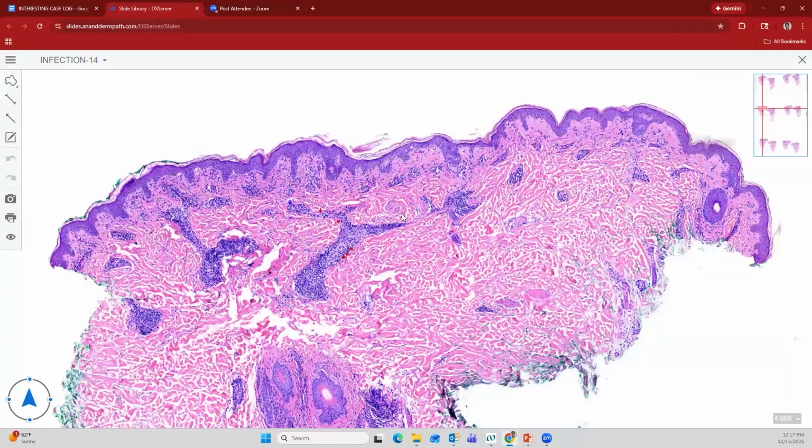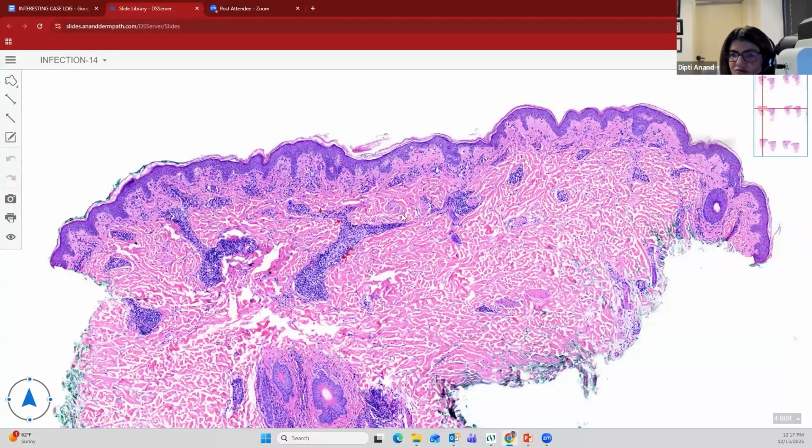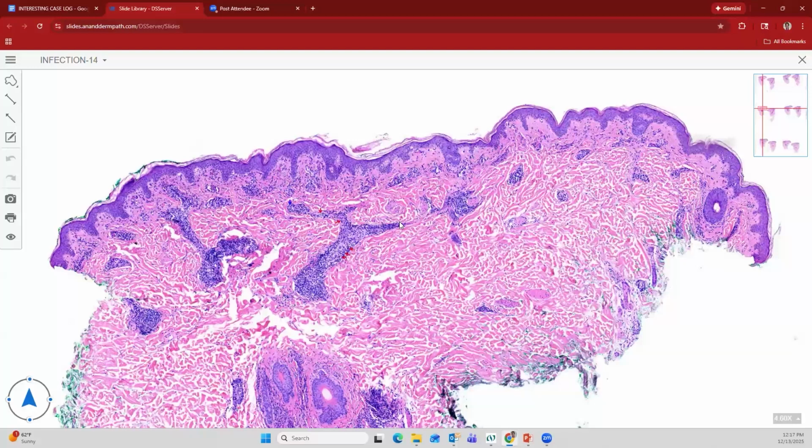Okay. How frequently are you doing the spirochete stains? I'm sorry, say that again. How frequently are you staining for Treponema for syphilis, like the spirochete stain?